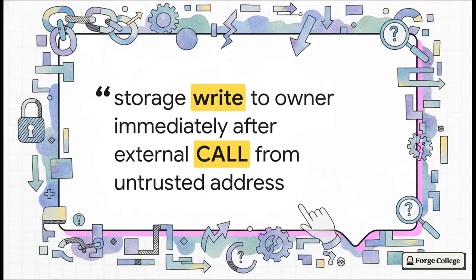When you spot a pattern that answers those questions, you want to annotate it in plain language. For example, you might write, storage write to owner immediately after an external call from an untrusted address. Creating a reusable behavioral signature like this clearly proves the race condition to whoever is reading the report. Plus, it gives you a recognizable, highly specific pattern to hunt for in future smart contract audits.